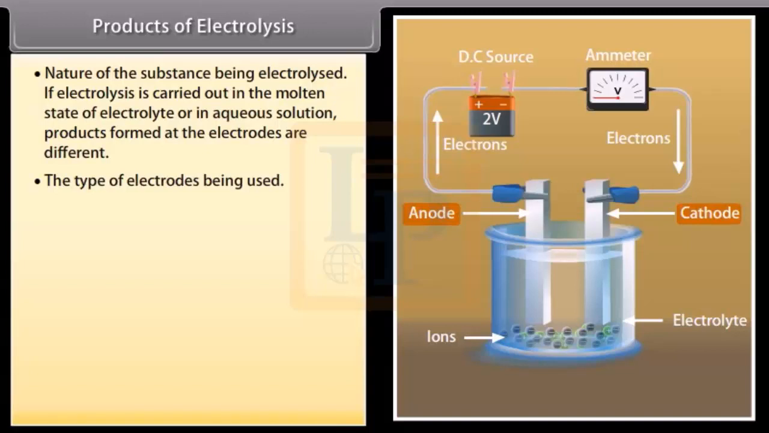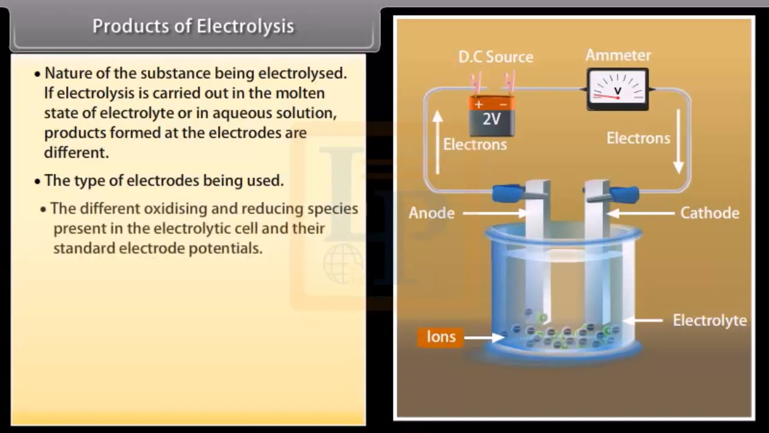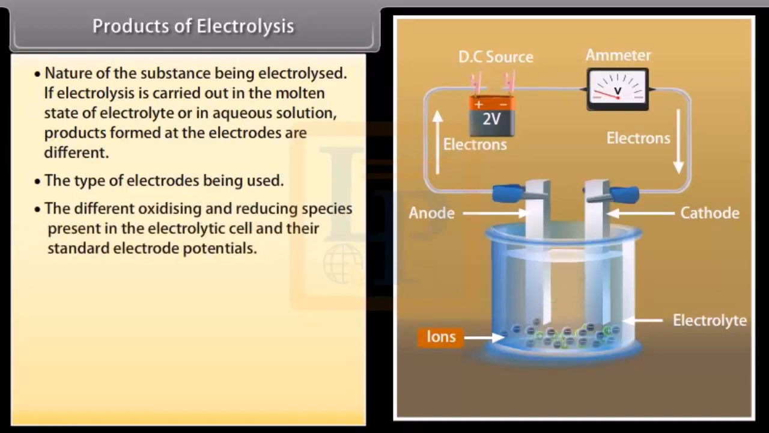If the electrode used is inert, it does not take part in the reaction, or if the electrode is reactive, it takes part in the electrode reaction. Then, the products of electrolysis would be different. The different oxidizing and reducing species present in the electrolytic cell and their standard electrode potentials.